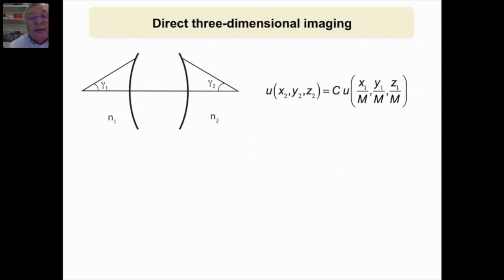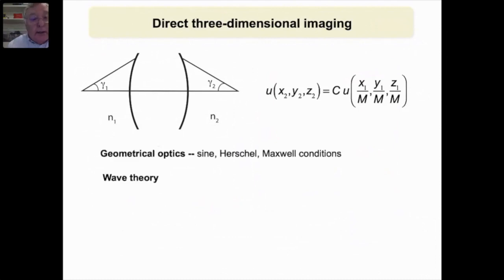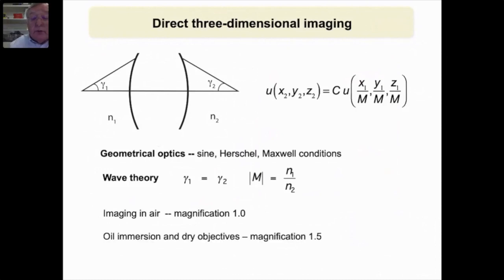So the idea is, can we form an optical system where the image on the right hand side is a scaled version in X, Y, and Z of the image on the left hand side? I'm not going to go into great detail on this, and the answer turns out to be you can. But the problem is, you have to build a system such that the angle with which a ray leaves the specimen, gamma 1, equals the angle with which it arrives in the image, gamma 2. If you do that, you find that the magnification is just the ratio of the refractive indices, N1 to N2. That means in air, you can get a perfect image, just what you want, with a magnification of 1. And if you use oil immersion, it goes up to 1.5. No one's going to be very interested in that.